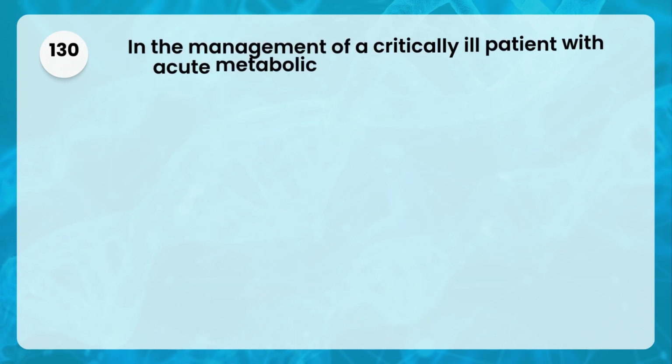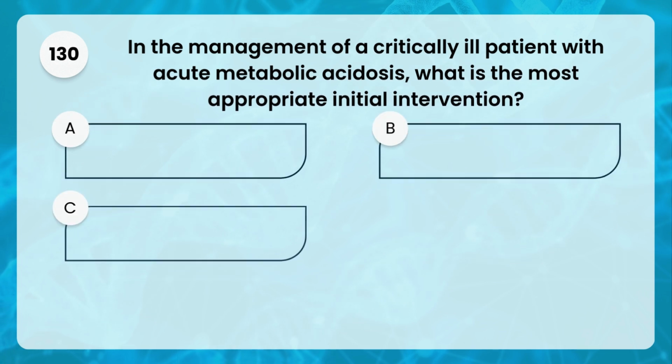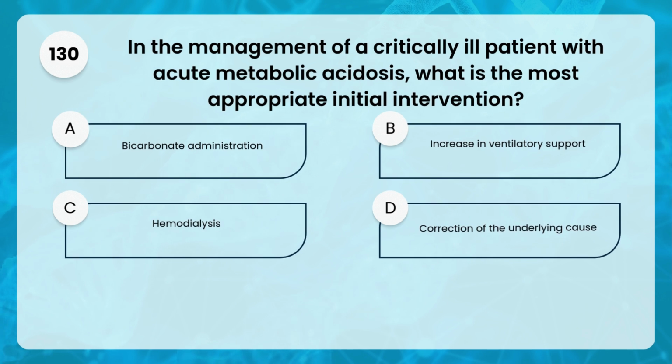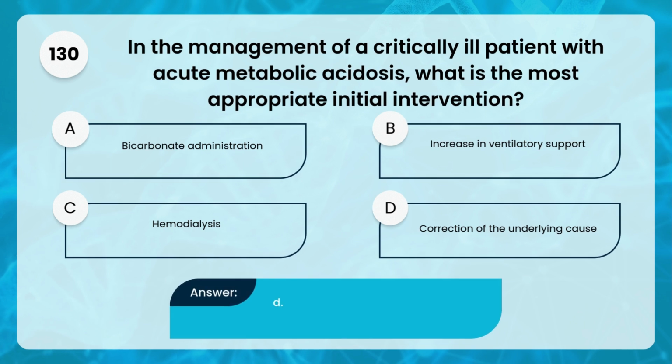130. In the management of a critically ill patient with acute metabolic acidosis, what is the most appropriate initial intervention? A. Bicarbonate administration. B. Increased ventilatory support. C. Hemodialysis. D. Correction of the underlying cause. The answer is D. Correction of the underlying cause.